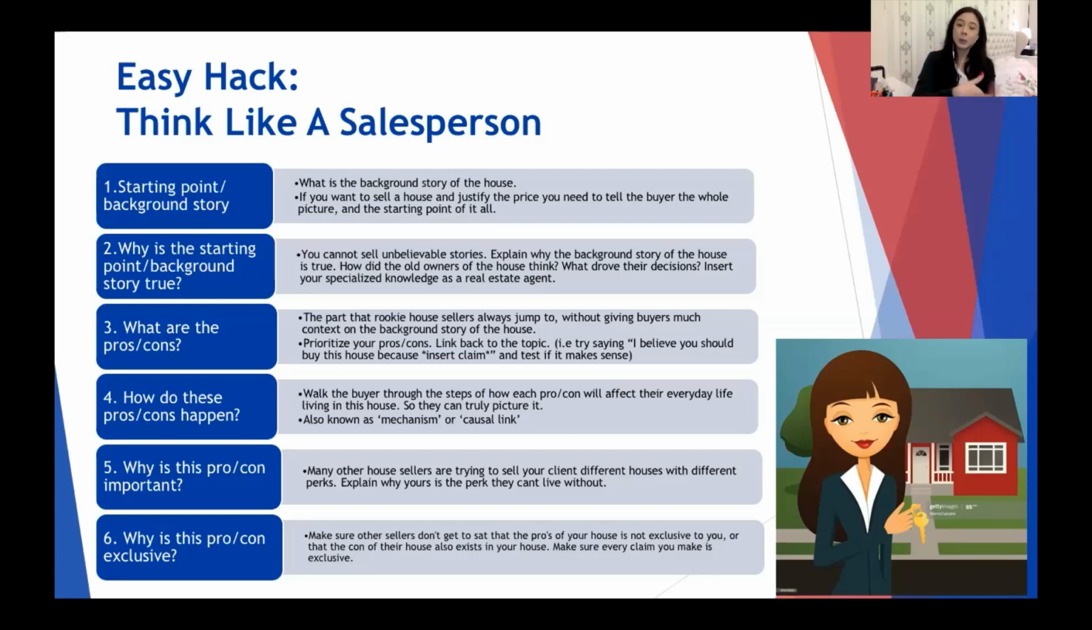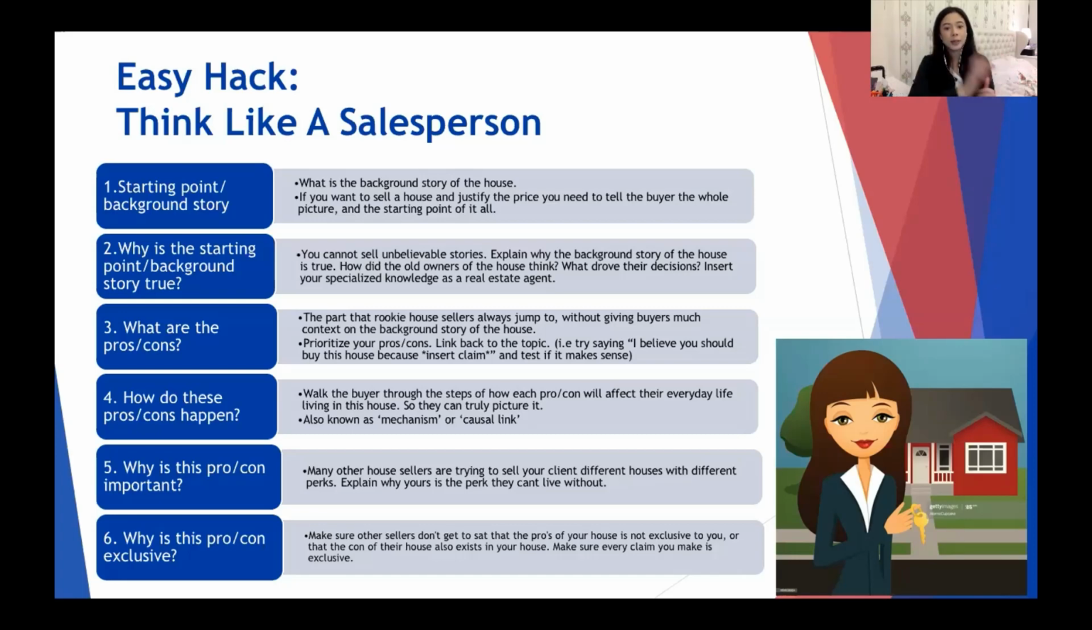Which walks us nicely into point 5, which is, why is this pro important? Many different houses have many different perks. Why is this the perk that I can't live without? So if before you are painting a picture of how I interact with that perk, you move on to, why can't I live without this particular perk of this house? And then lastly is, why is this pro or con exclusive? Make sure that other sellers don't get to say that the pros of your house are not exclusive to you, that they have the same perk down at the house that they're selling at a much cheaper price.